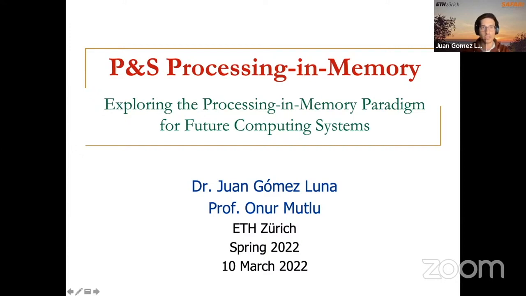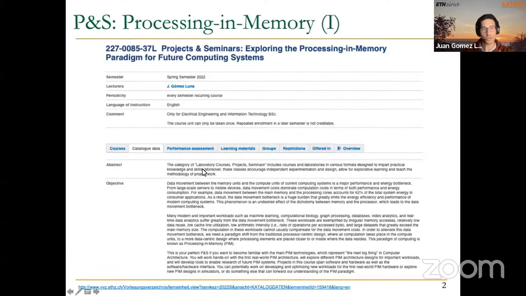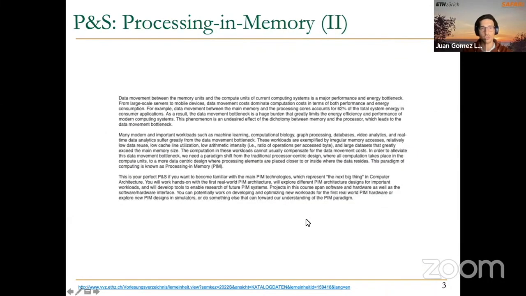In this next slide, you can see the information that you can find in the course catalog about this course, also a link to the course catalog. And if you take a closer look at this description and the objective of this course, you'll see that we talk about data movement between the memory units and the compute units in current computing systems, and how costly this data movement is. As an example, 62% of the total system energy for consumer applications is spent on data movement.